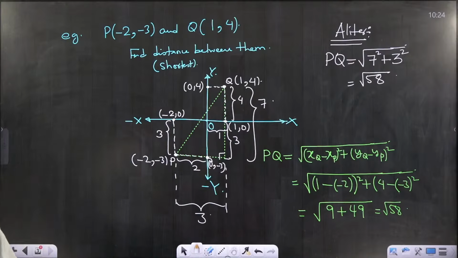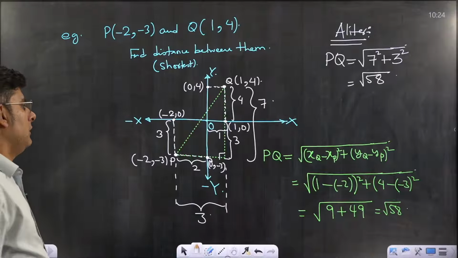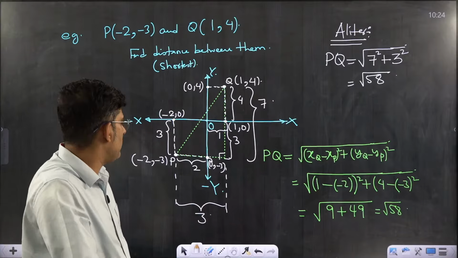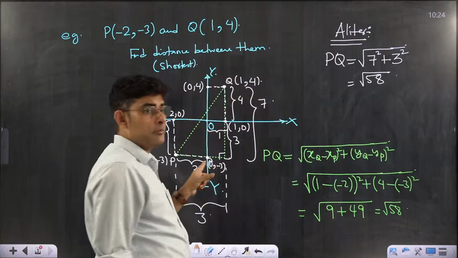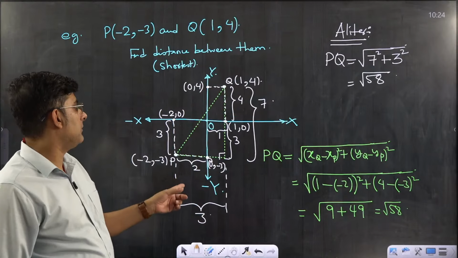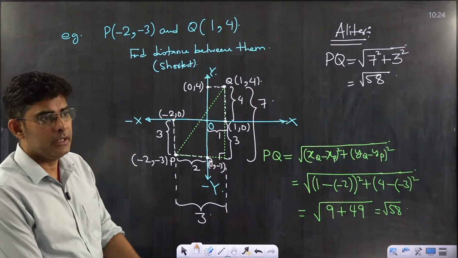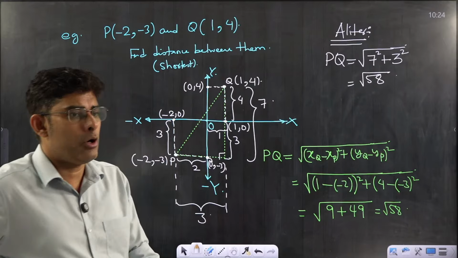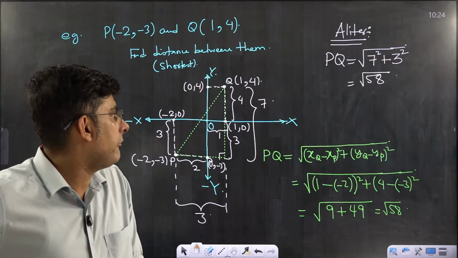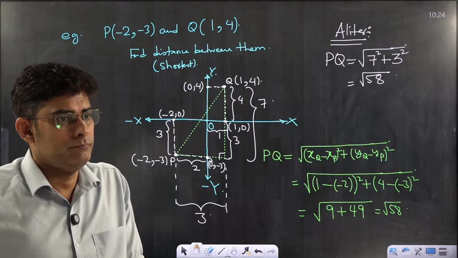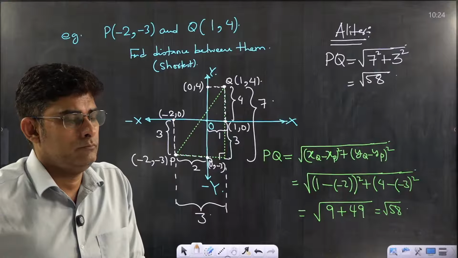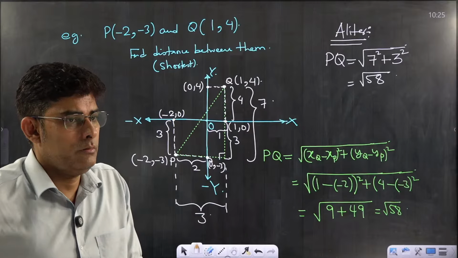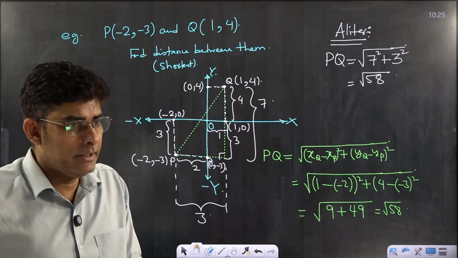So from both methods, you can find the value of the straight line PQ. Either you use distance formula or directly by Pythagoras theorem. So I said that distance formula also comes from Pythagoras theorem only. Is it clear? So if the coordinates are given, then we can find it in this particular way. Is it clear?